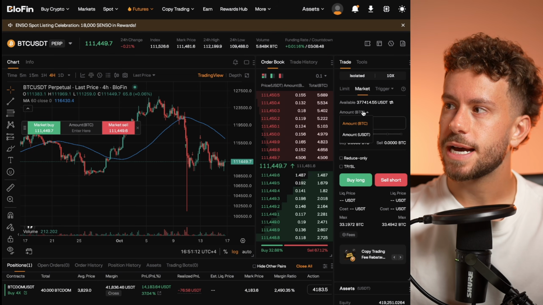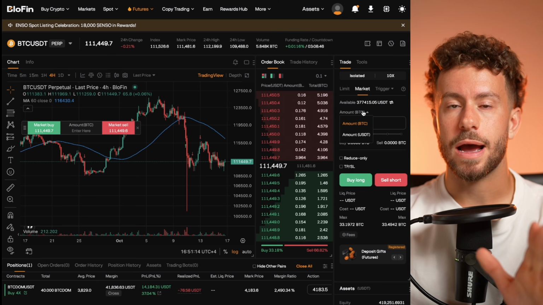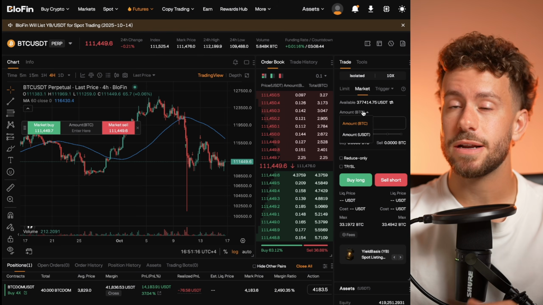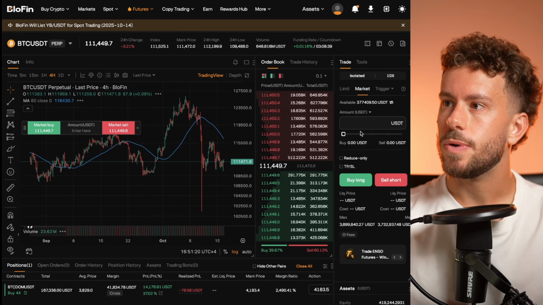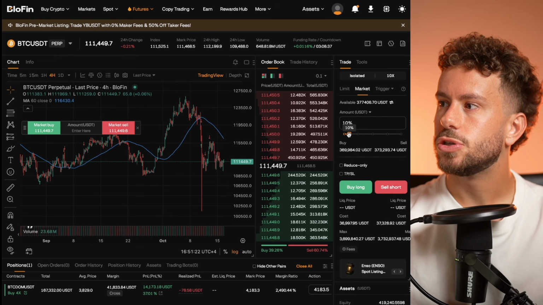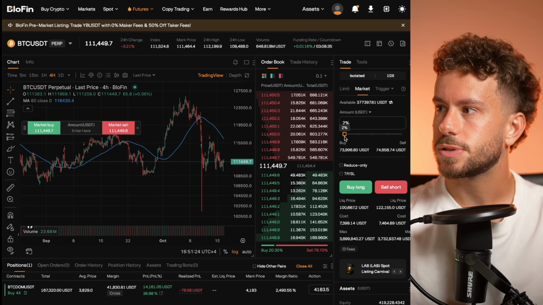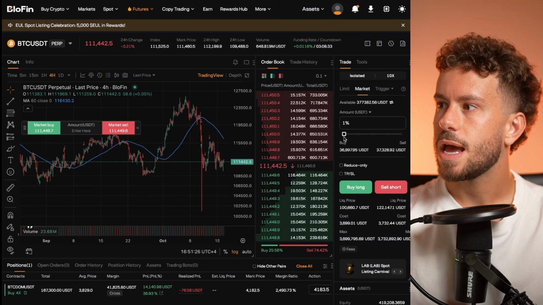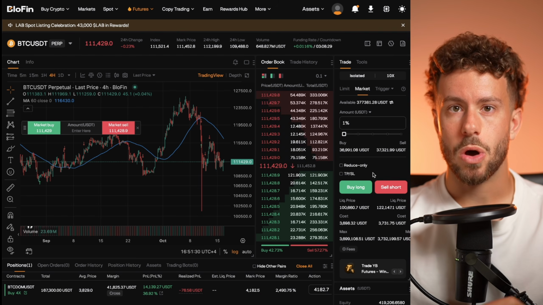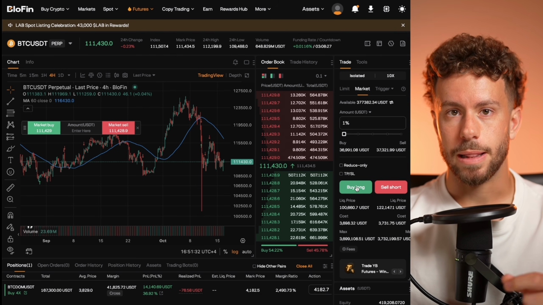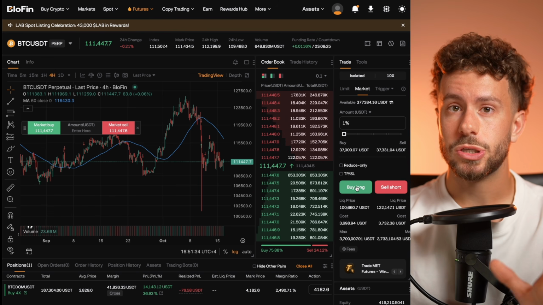So what I'd like to do is actually see how much dollar I am using for my trade instead of the Bitcoin valuation. So you click on this tab, then you can click USDT, and of course, I can choose how much USDT I'd like to use. So let's assume for this given trade, I want to use 30,000 USDT. Here, I want to go long on Bitcoin. You click buy long, and there you go, you have entered your position.